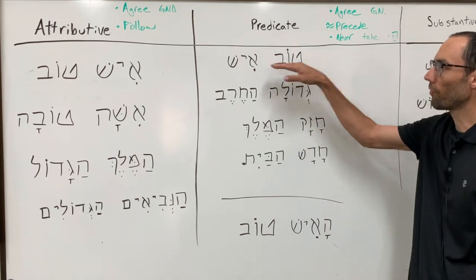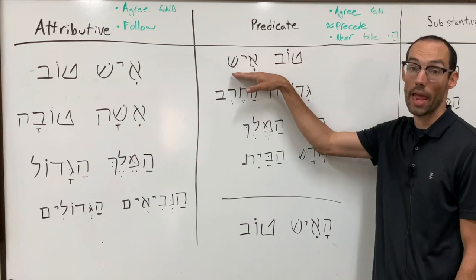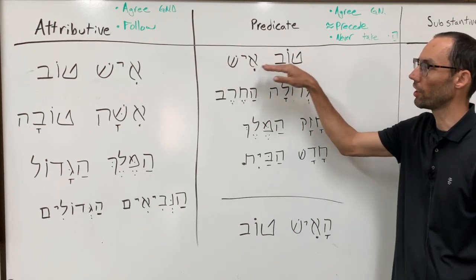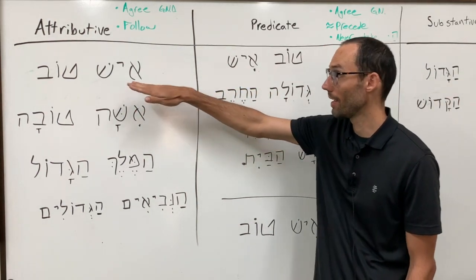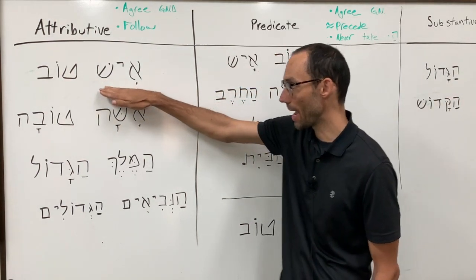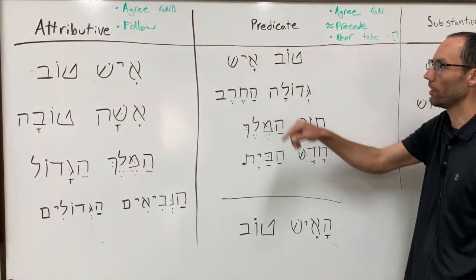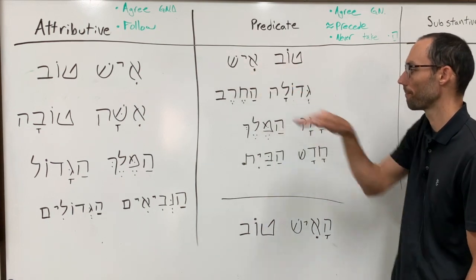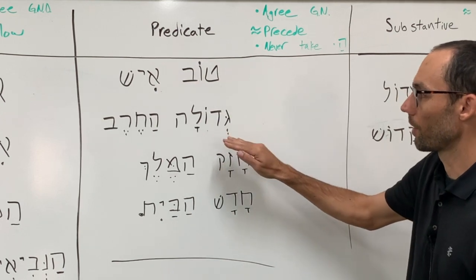So, tov ish, good is a man. I think I said the man before, but it's tov ish, good is a man. So what we're trying to do is preserve the word order. Ish tov, a man, a good one. Tov ish, good is a man. Good is a man. Okay? So, let's get to another one here.